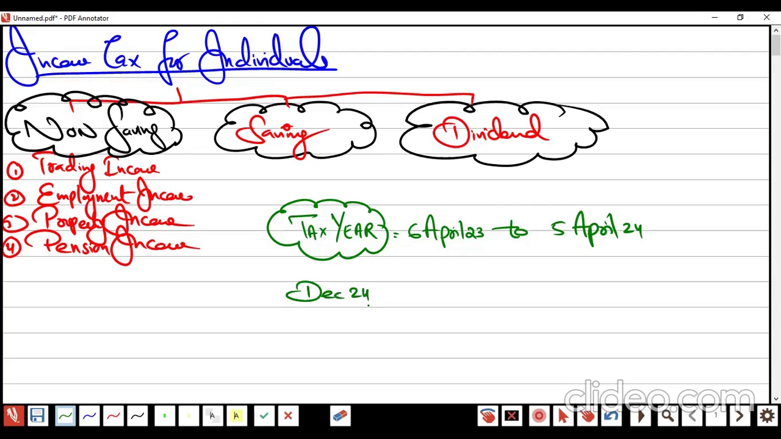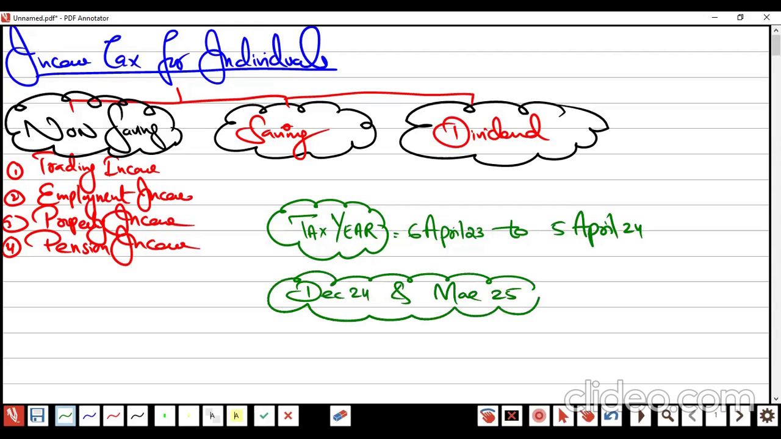Our syllabus for the attempts, which attempts? December 24 attempt and March 25 attempt. The relevant tax year as per ACCA is 23-24. This is a short name of this tax year, which starts from 6th of April 2023 and ends on 5th of April 2024. Each tax year is going to be examined for 4 attempts.